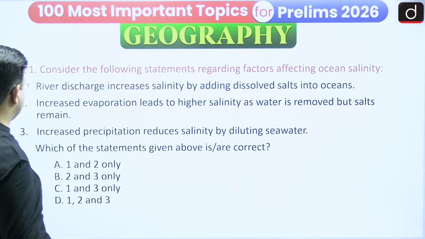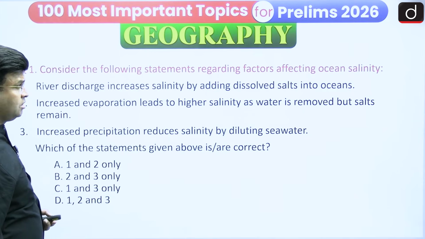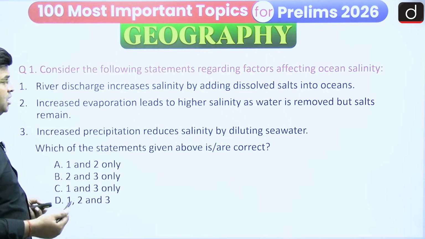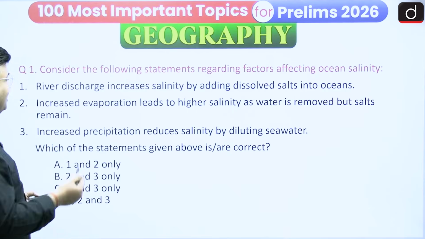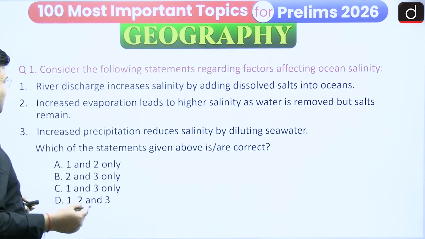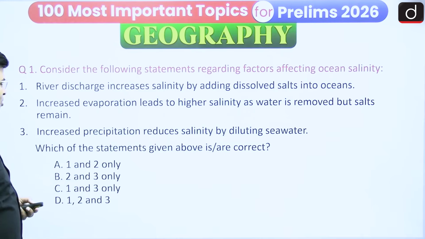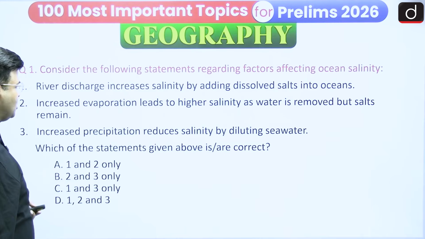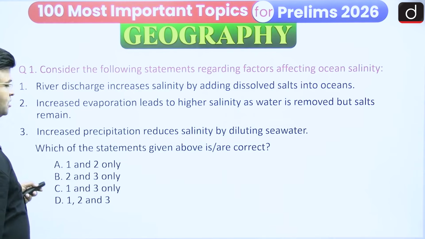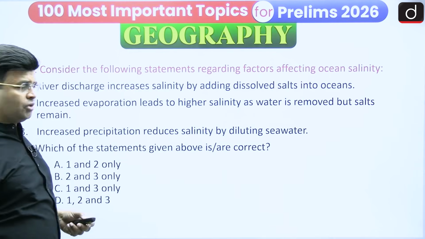So on the basis of that, consider the following statements regarding factors affecting ocean salinity. River discharge increases salinity by adding dissolved salt into the ocean. You have to check whether it is right or wrong. Another one: increased evaporation leads to higher salinity as water is removed but salts remain there. Is it right or wrong? Another: increased precipitation reduces salinity by diluting seawater. You have to see which options are correct. Please give the answers. I am waiting for your answers.